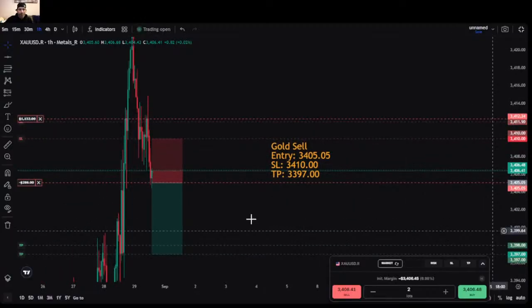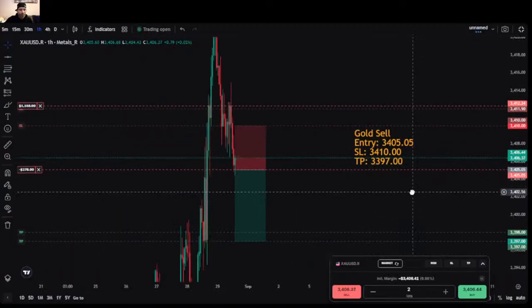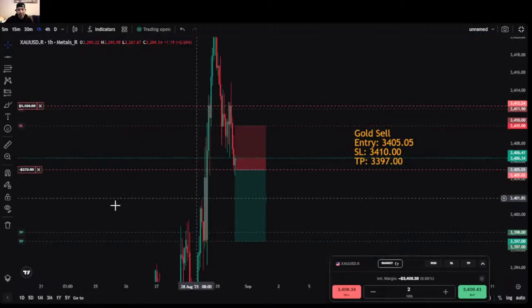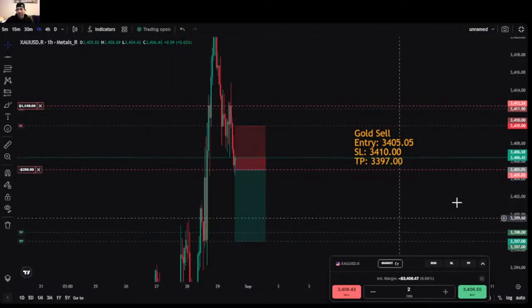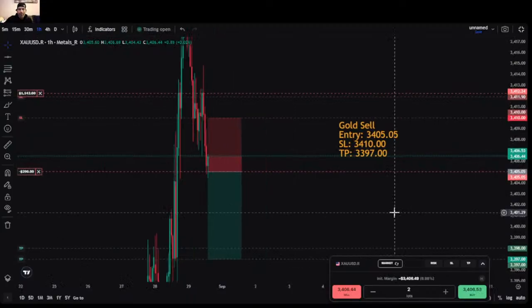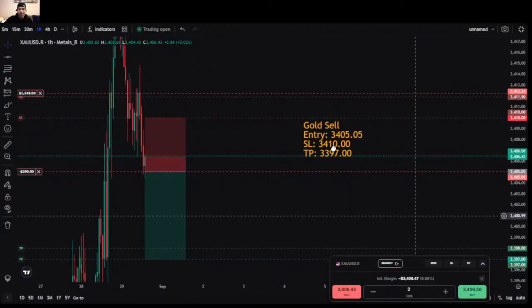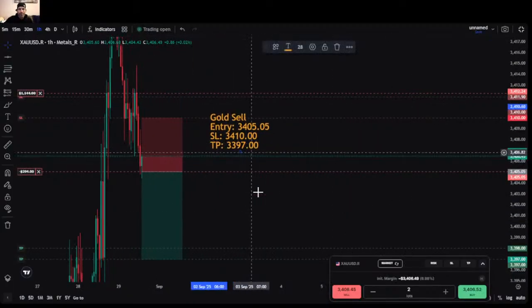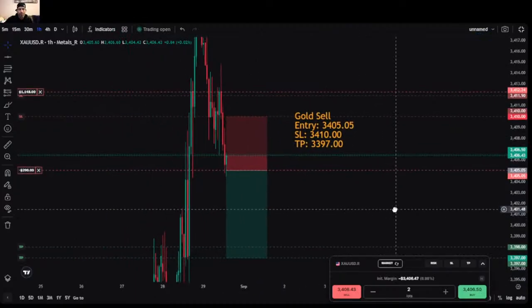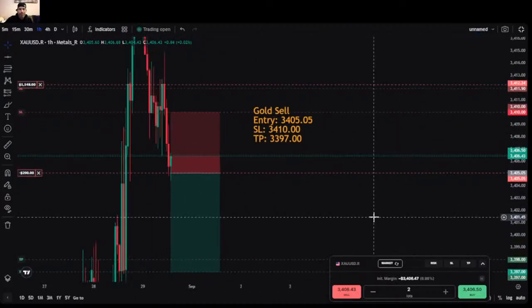All right, we're in some drawdown here on this second entry, about 13, 14 pips. No big deal. Nothing crazy. Let's give it some room to move, and we'll see how it plays out here.